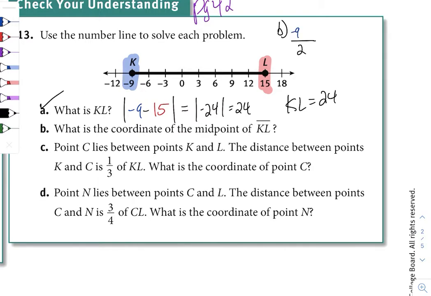So negative 9 plus 15, right? Those are the two endpoints for K and L, negative 9 and 15. I add those together and divide by 2. Negative 9 and 15 is 6. And then divide that by 2 gives us 3.